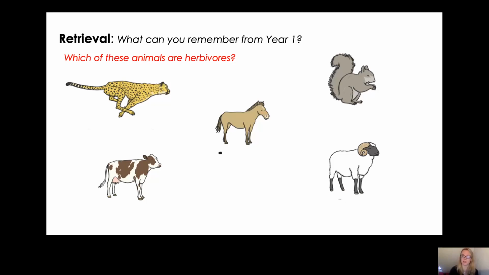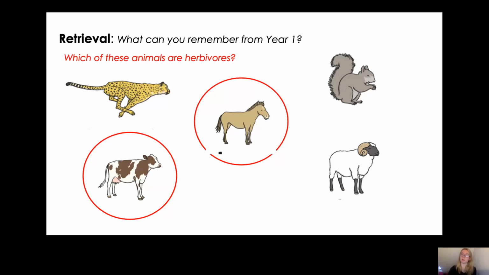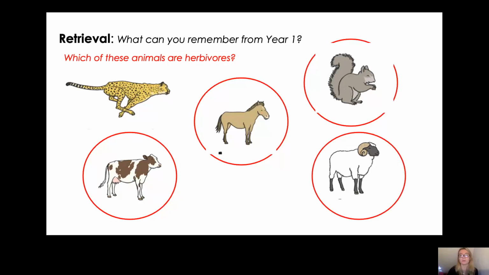Okay, let's move on to the cow. Now, what do cows eat? Yes, cows eat grass, which is a plant. So therefore, our cow is a herbivore. Now, what about our horse? What do horses eat? Yes, horses also eat plants, so they are also a herbivore. Now, anybody know what a squirrel eats? Well, a squirrel eats nuts and fruit and plants. Okay, so again, our squirrel is a herbivore. So far we've got 3 herbivores, the cow, the horse and the squirrel, and 1 carnivore, our cheetah. Okay, what about the sheep? What does a sheep eat? Yes, our sheep is also a herbivore. So there we go. We've got 4 herbivores and 1 carnivore.